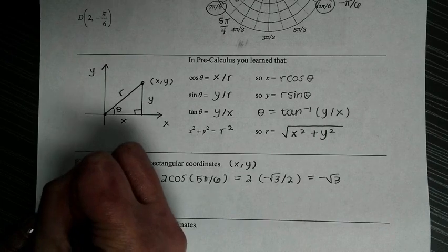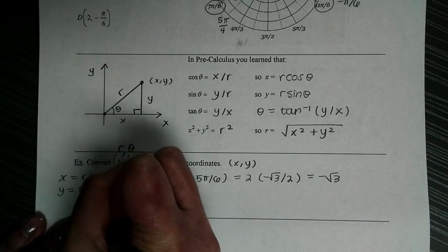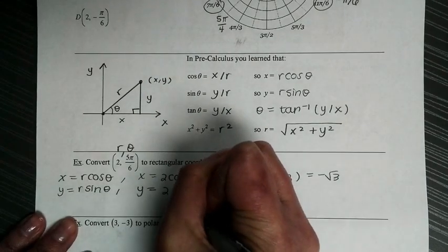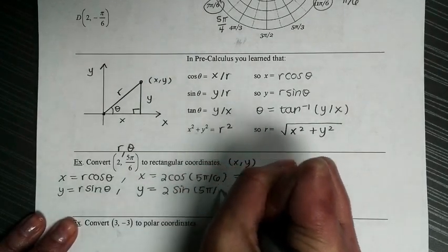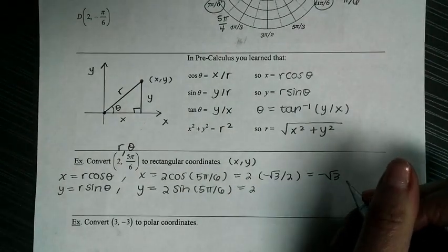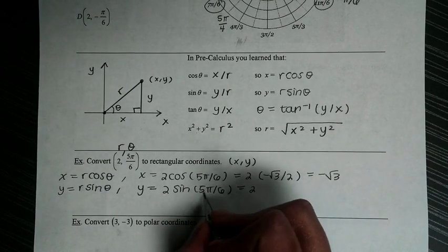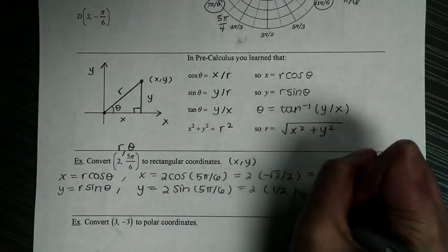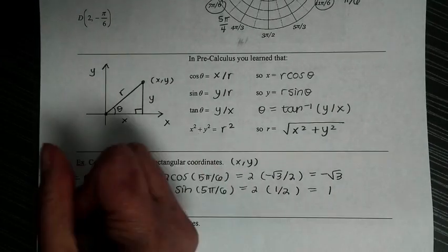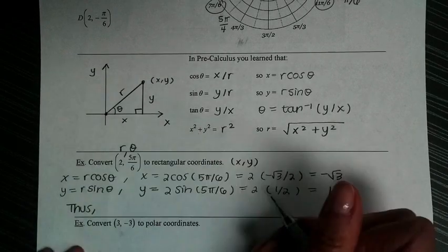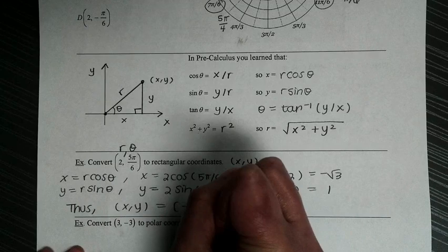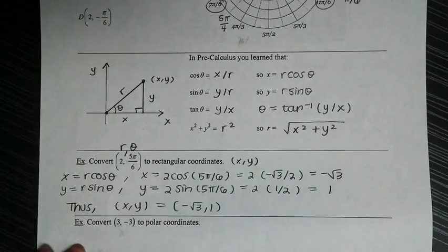In the same way, you know that y is going to be equal to r sine theta. Okay, you know that in this situation your y is going to be 2 sine of 5 pi over 6. What we know here is that this is going to be equal to 2, and you know that sine of 5 pi over 6 is going to be 1/2, therefore you have that this is going to be 1. Okay? Therefore, what do you have here? You know that your point x, y is going to be equal to negative root 3 comma 1, and that's pretty much what we have.